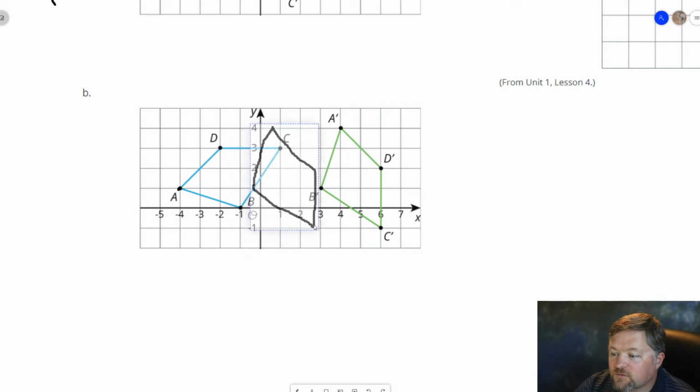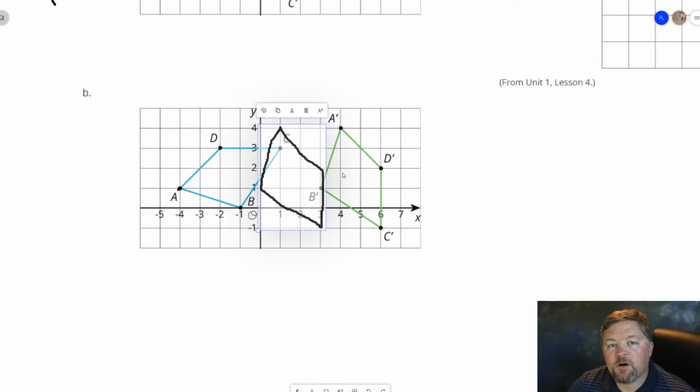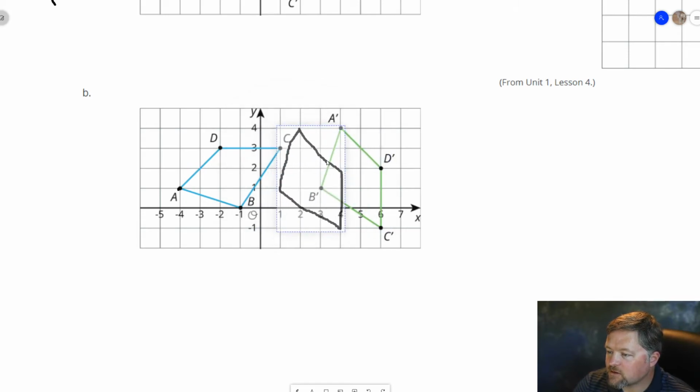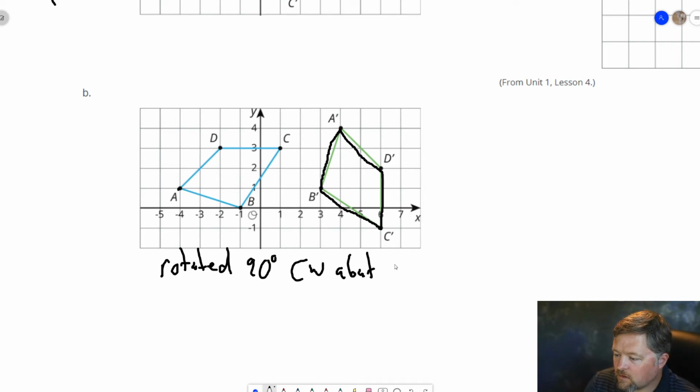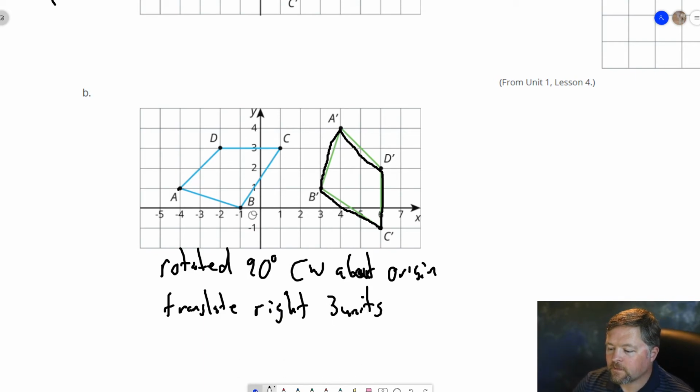But let's try and see what this would be if we rotated it around the origin. Because the origin is a spot we're going to be using for rotations more. Now rotating that around the origin would put it here. Next, what would we have to do? Well, it just has to go straight that way. That's 1, 2, 3 units. So how did we get our original figure to the image? We rotated 90 degrees clockwise about the origin. Rotated around 0, 0, and then we translated it right 3 units.